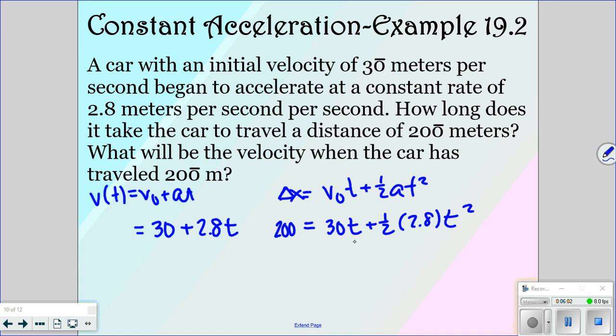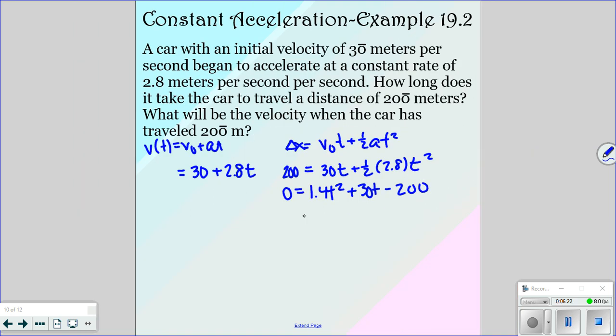Okay, so we're going to have to figure out our t first before we can figure out our velocity. So I'm going to set this up so that I have 1/2 times 2.8, which is 1.4 t squared, and then plus 30t, and then minus 200. And then from here I can use the quadratic formula, and that's going to solve for t.